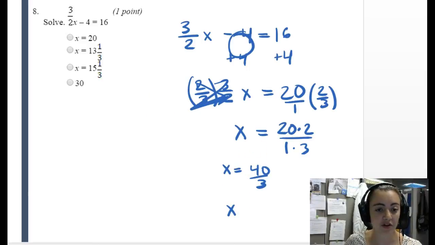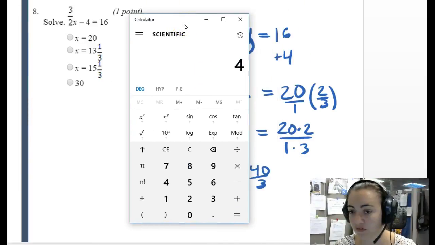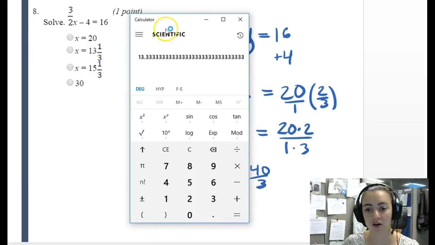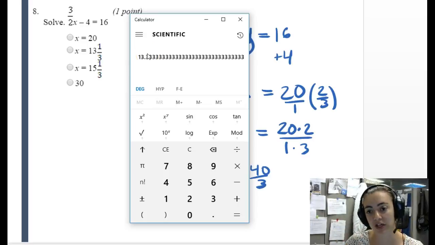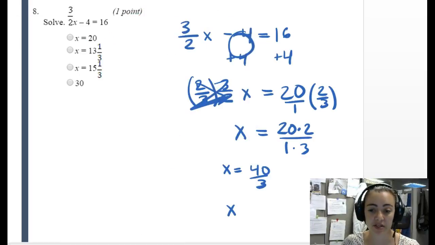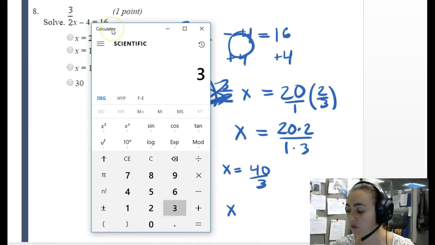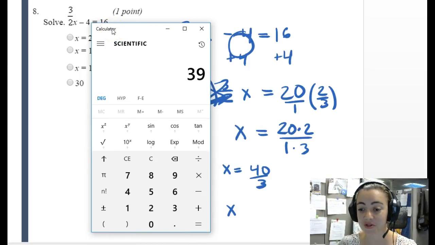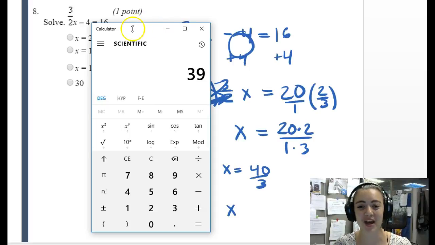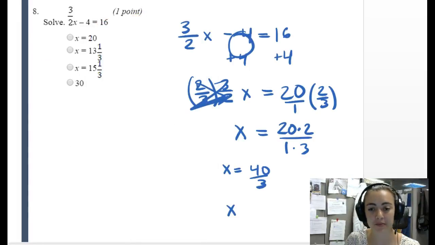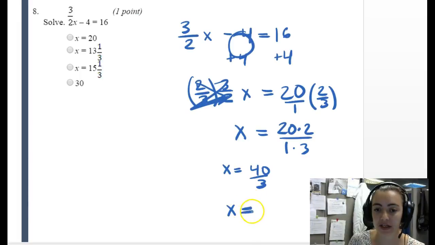So if you pull out your calculator, you can type in 40 divided by 3, and you see it's 13.333333. Maybe you know .333333 is 1/3, so you know it's 13 and 1/3. Or at least you can find out that it goes in 13 whole times, and 3 times 13 is 39. So you'd have 1 left over to get to 40, so that's where that 1/3 comes in. So our answer is 13 1/3.